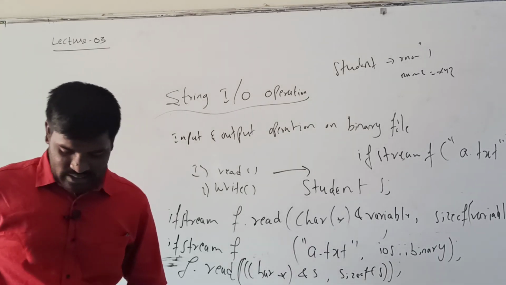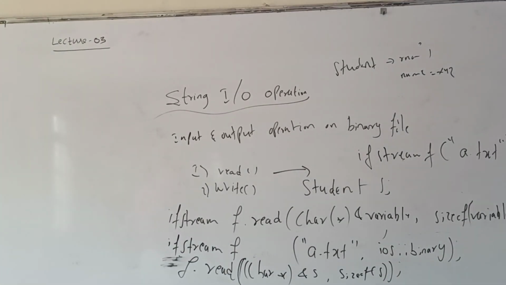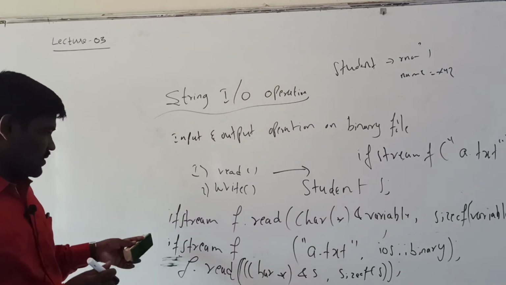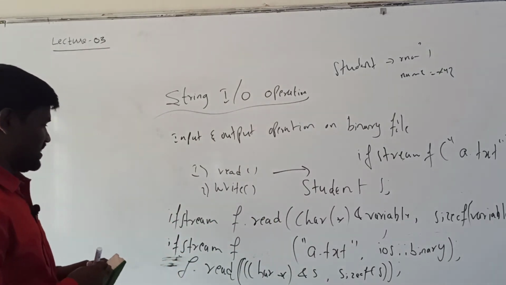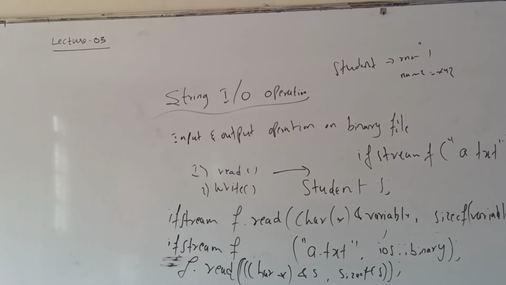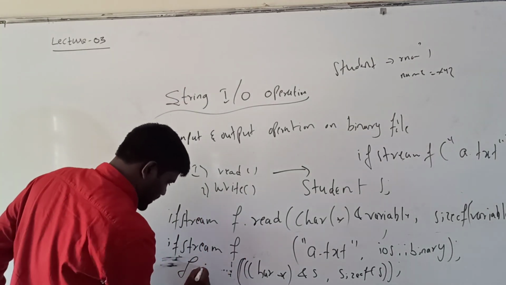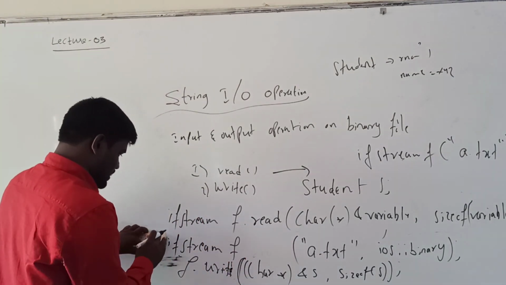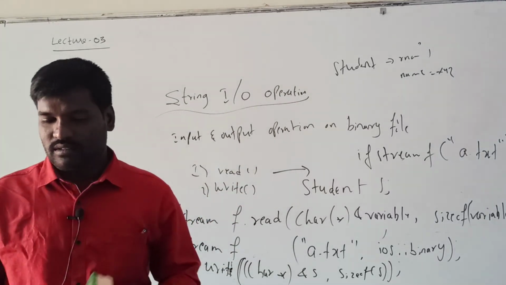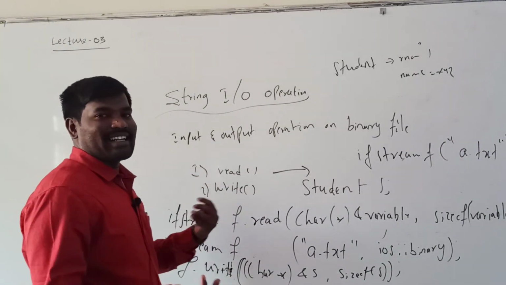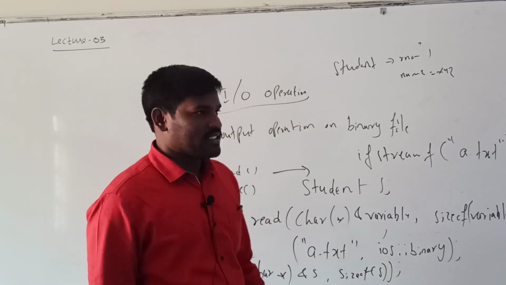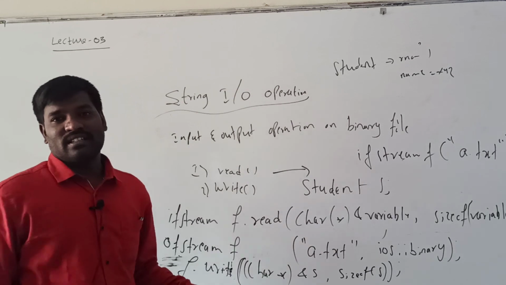Okay, another one is the write function. Again as it is, we have to follow the same syntax. The only difference is we create the object with the ofstream class, and instead of read we have to mention write. Here ofstream, everything is as it is. So there is no change in writing and reading. The only difference is, instead of the read function, here we have to use the write function.